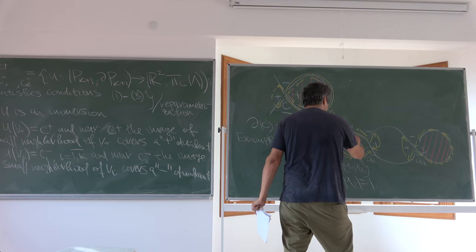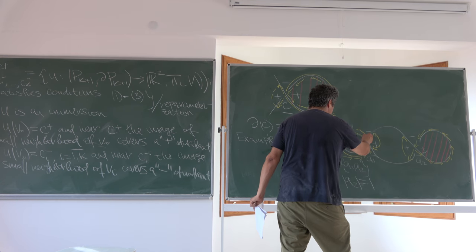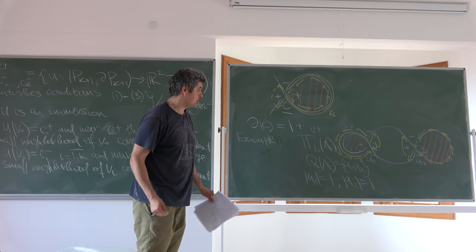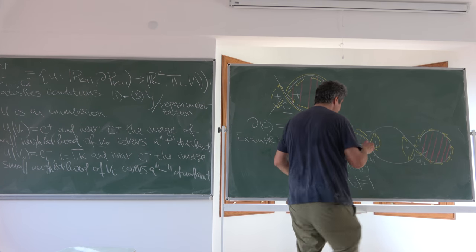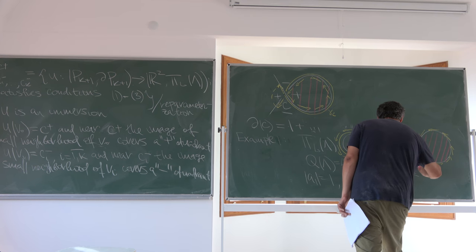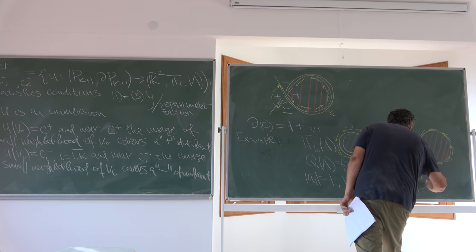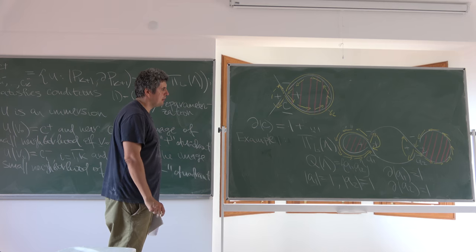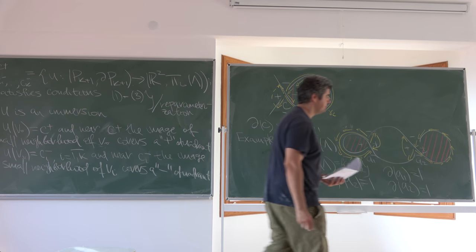For A2, this will be the following. This will be the following one gone. So basically, D of A1 is 1 and D of A2 is also 1. Let's do a more complicated and more interesting example.